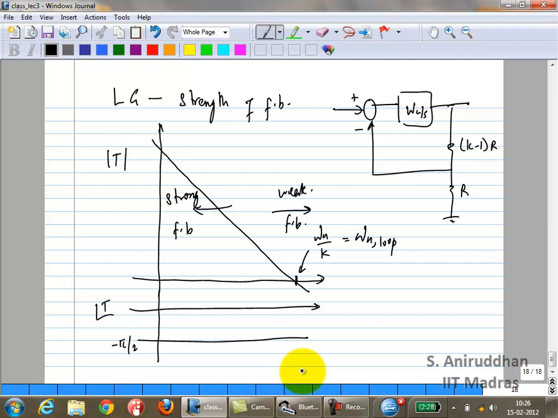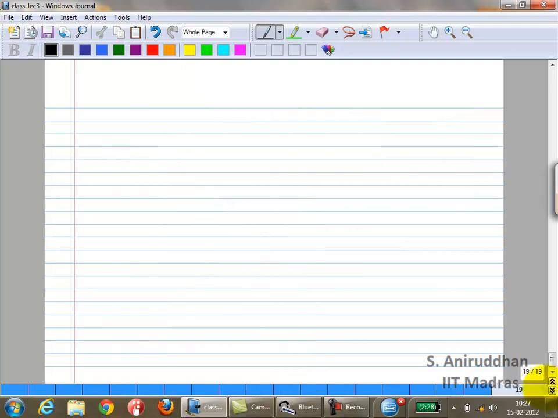if you want to, let's say, look at stability, how would you do it? I remember some of you, half the class said they have done control systems. The other half is doing it right now. Have you studied the Nyquist criterion for stability? The people who are doing it this semester have not. Okay, so maybe we'll quickly do that.